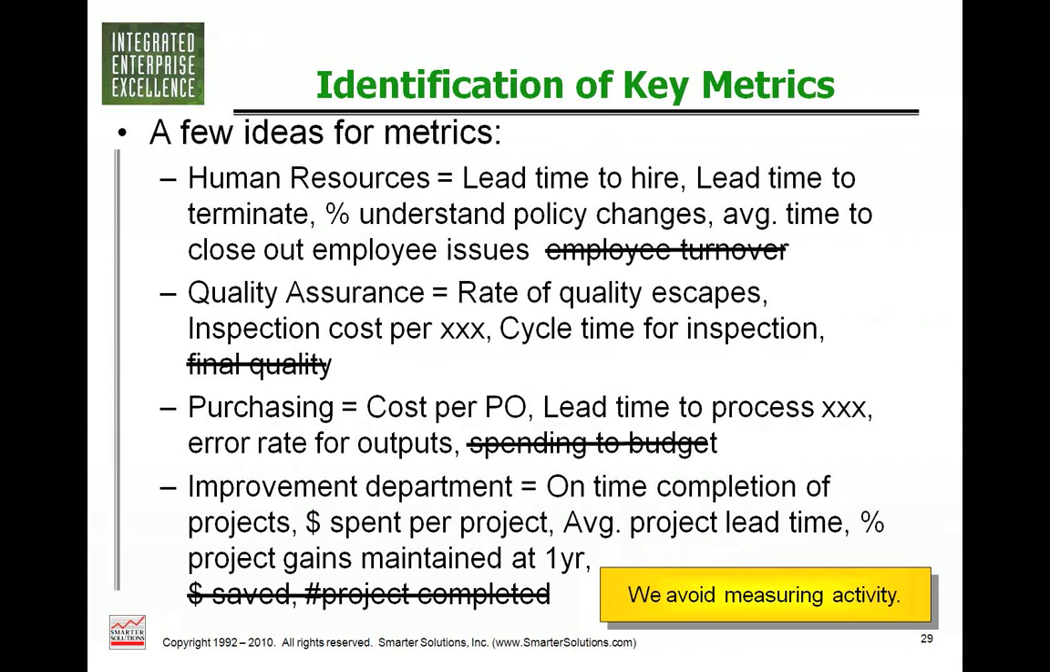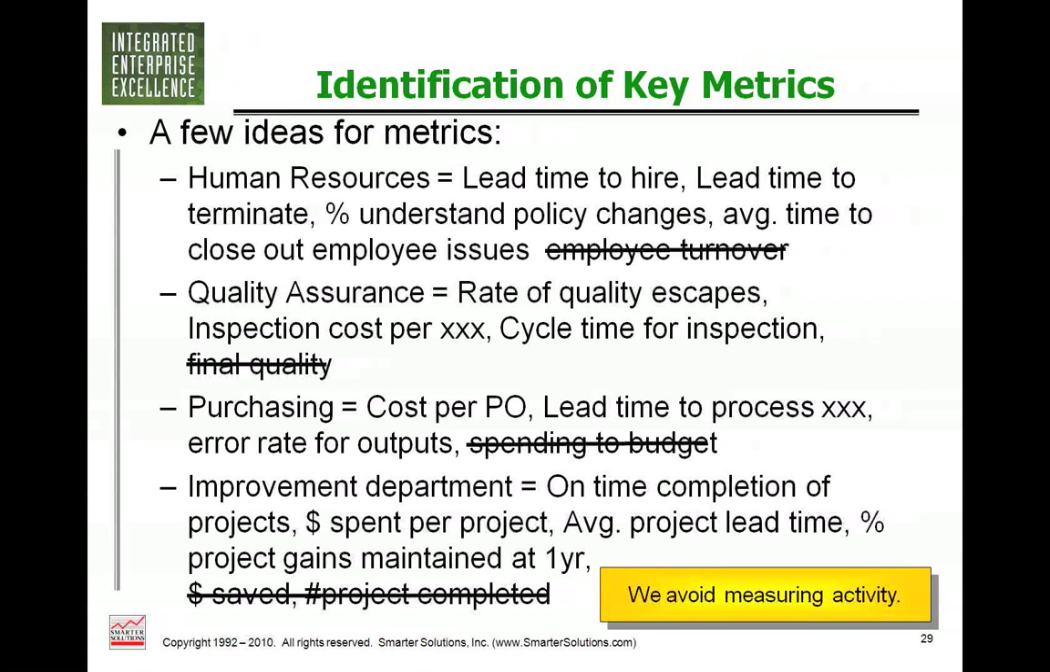The last one I'll do is probably the hardest of all of them, your business improvement organization, your Six Sigma or Lean organization. You'll see what I crossed out were the 2 most popular ones. Dollars saved and number of projects completed. Another one that should be on there is number of people trained. Those are not performance metrics. Here it says we will avoid measuring activity. You don't want to measure the fact that work's going on. You always want to measure the outcome of the work.